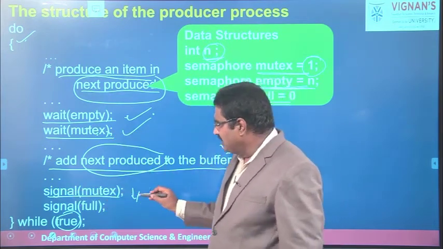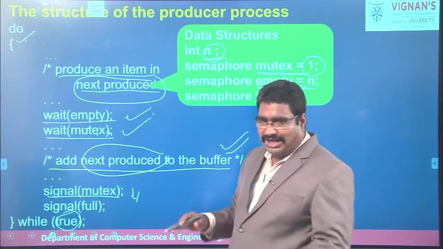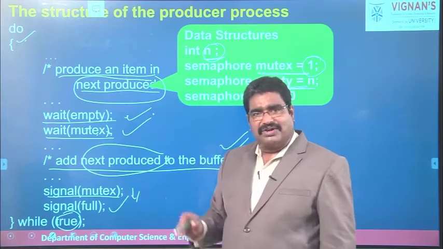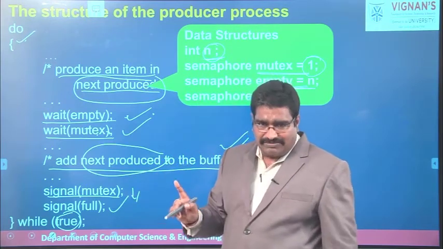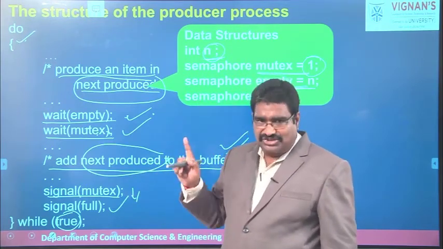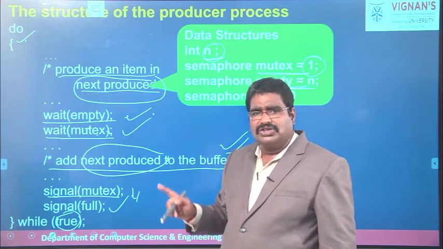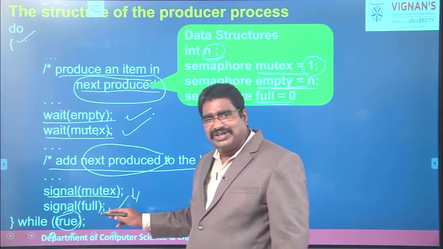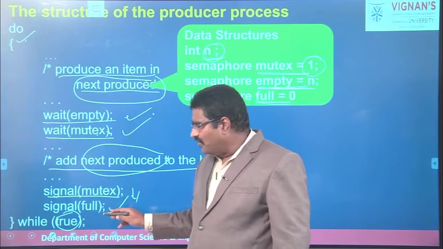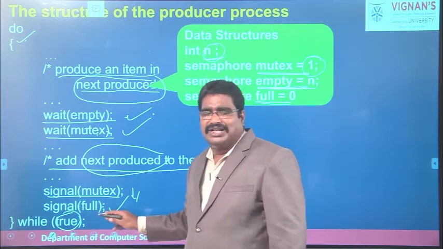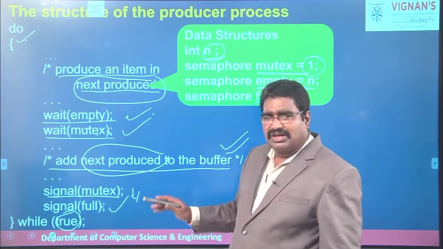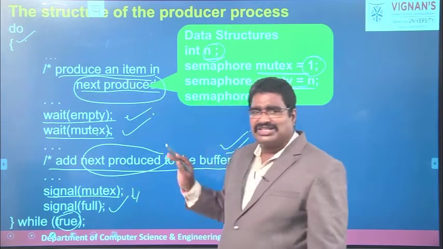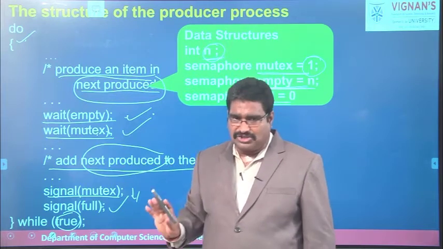And the next one is, once the modification is completed and the item is already placed into the buffer, we give the signal full. We already know that full is a counting semaphore. Initially its value is 0. Every time the producer places one item, its value is increased by 1. How is the counting semaphore value increased by 1? Based on the signal function. So automatically these are the steps to be followed by the producer process.